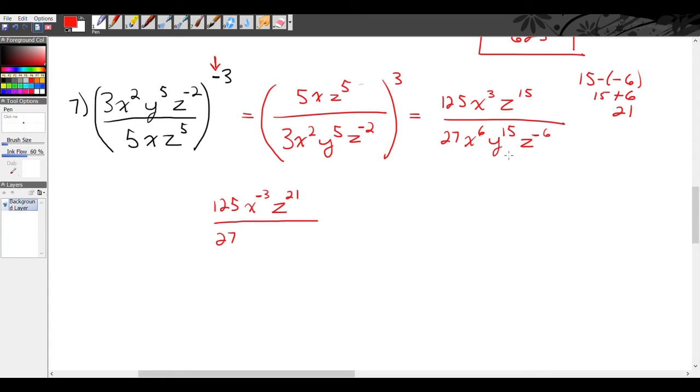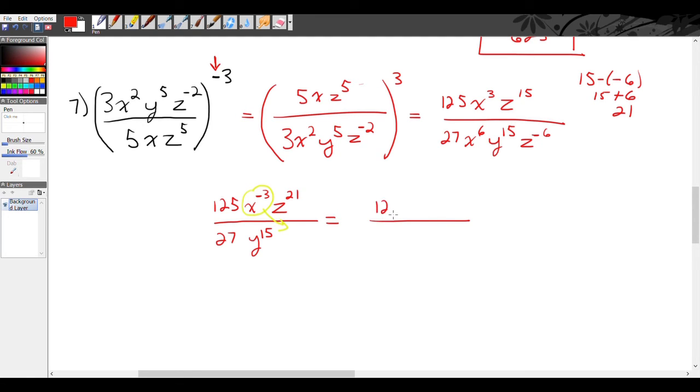And the y to the 15th stays on the bottom because there's nothing else. You know, there's no y on the top, so there's no division to take place. So y to the 15th stays on the bottom. So we're not done yet because we have a negative exponent. We have this x to the negative third power. We need to take care of that. We need to move it down to the bottom. So let's go ahead and do that.